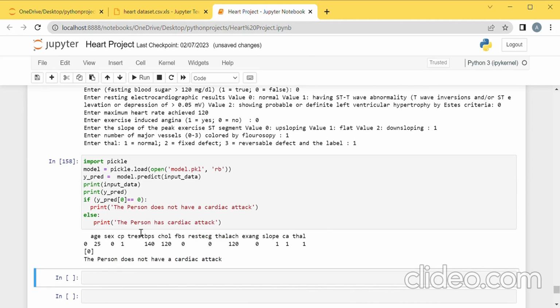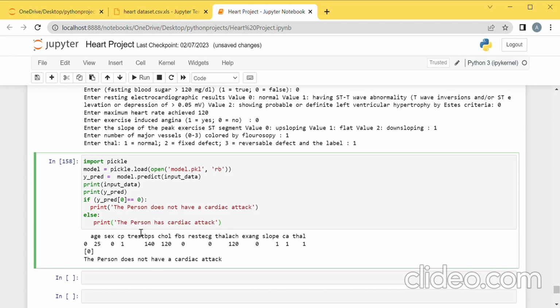The output is here. As we have given the age as 25 and gender as female, with this cholesterol level and everything given, the output is that the person does not have a cardiac attack. Based on the inputs which we have given, our code has predicted that the person will not have any cardiac attack in the future.